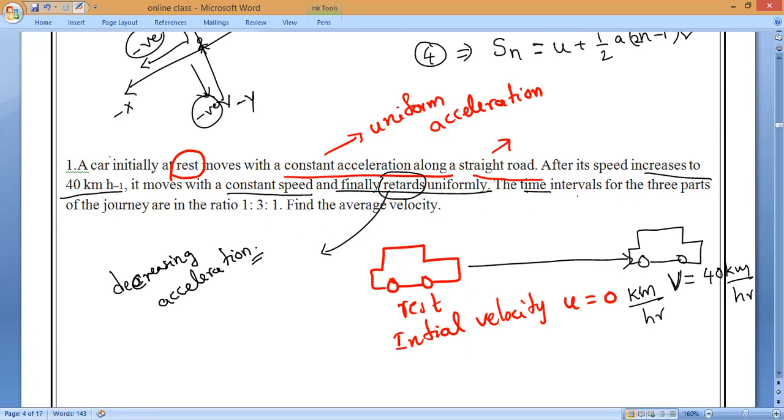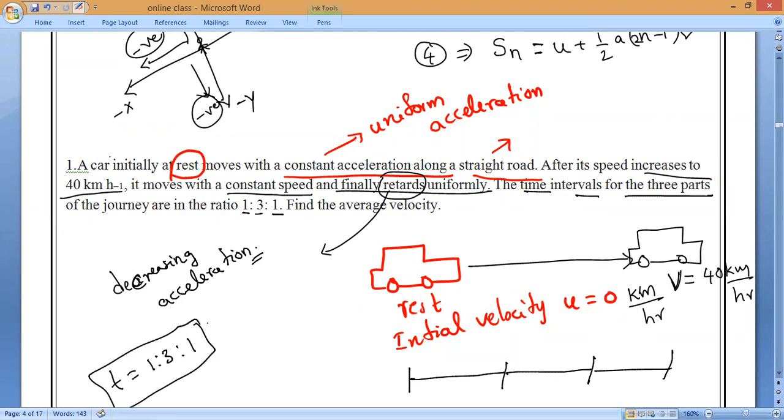Now, the time intervals for the three parts of the journey are in the ratio of 1:3:1. So let me take the three parts of the journey: first part, second part, and third part. The time ratio is 1 is to 3 is to 1. Understand, Harish, when it is finally coming to retard itself, they are asking to find the average velocity. Yes or no?